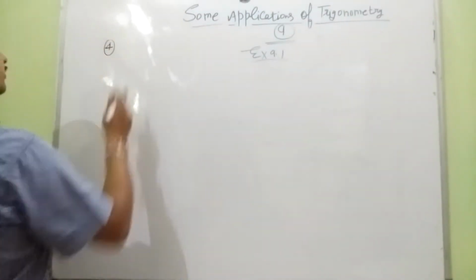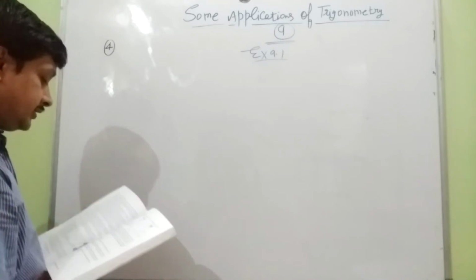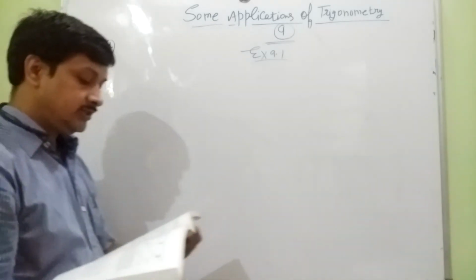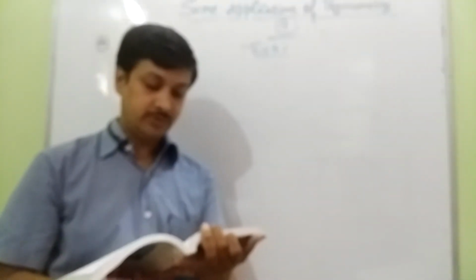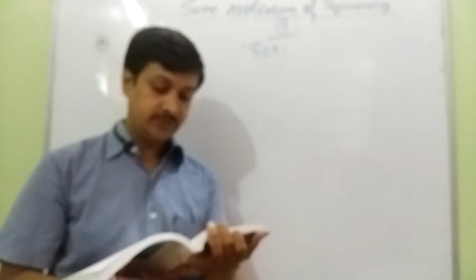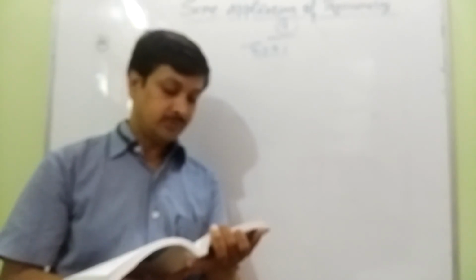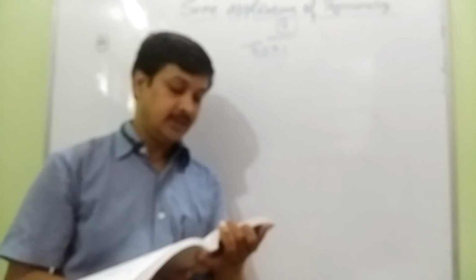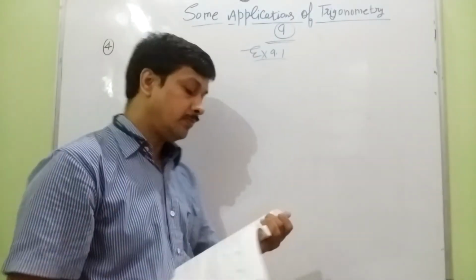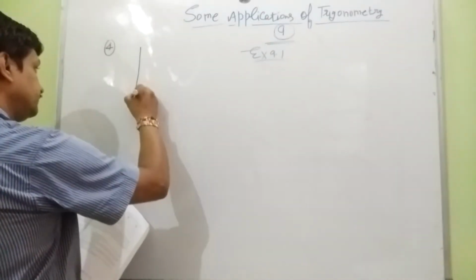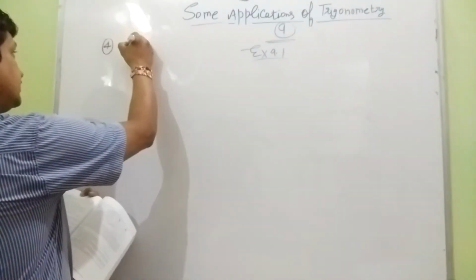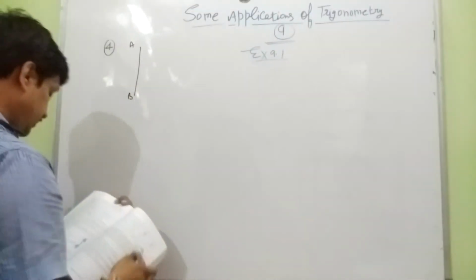Question number 4. The angle of elevation of the top of the tower from a point on the ground which is 30 meters away from the foot of the tower is 30 degrees. We have a tower. Let us consider it to be AB.